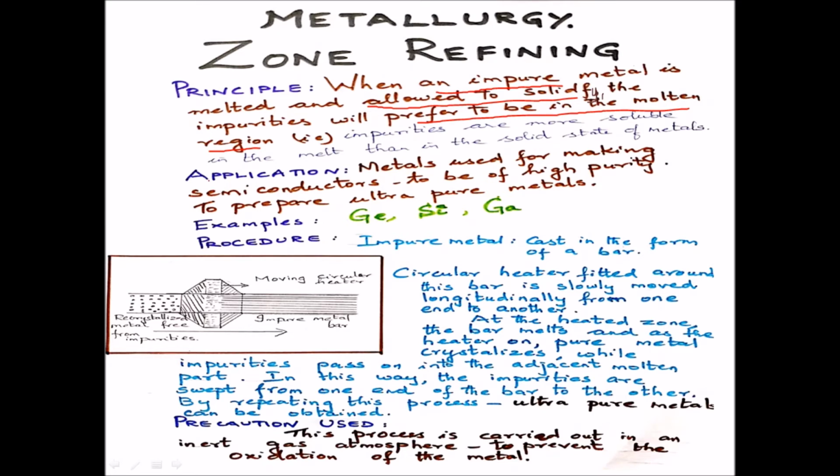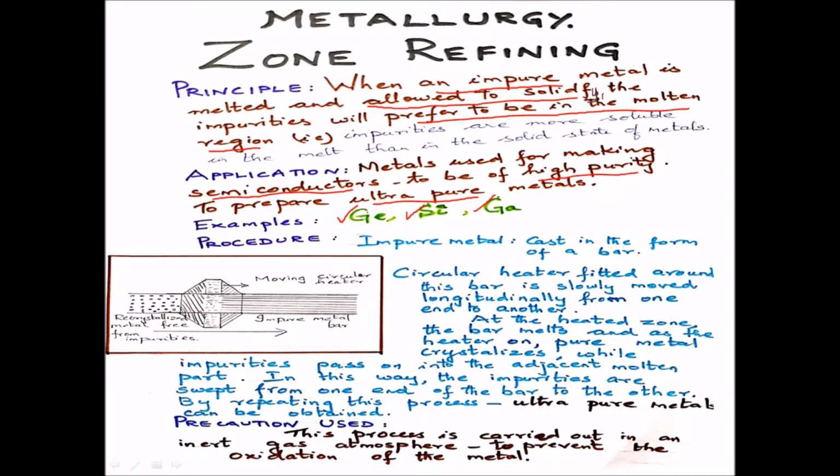What are the applications of zone refining? Metals which are used for making semiconductors have to be of very high purity. So, in order to prepare ultra pure metals, we use the zone refining method. What are the metals which need to undergo zone refining? Germanium, silicon and gallium can be used as semiconductors.